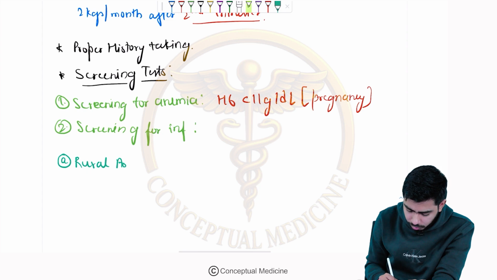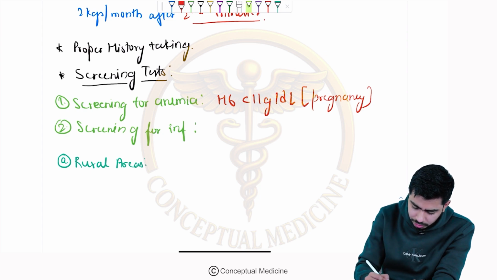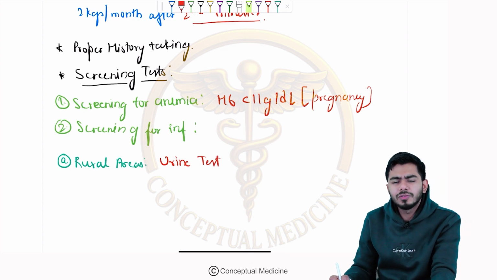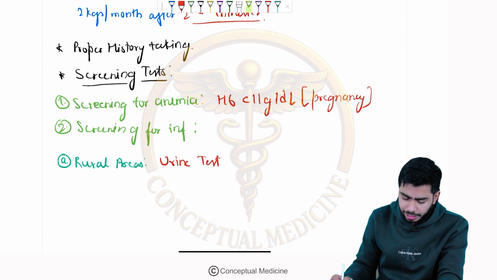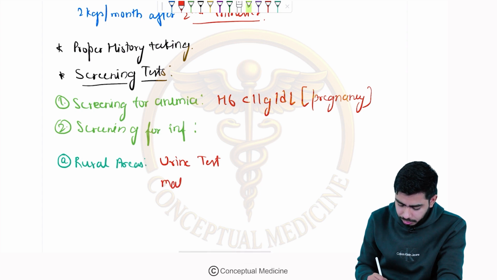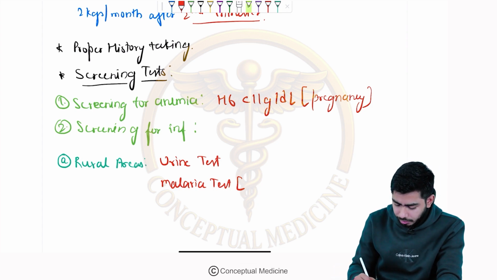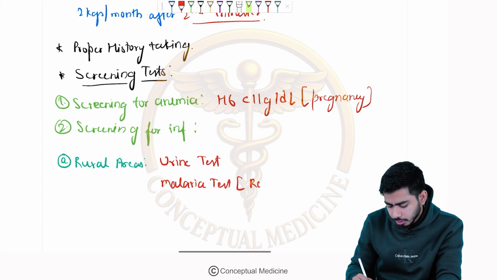In the case of rural areas, we are generally doing the urine test. We will be asking for the urine sample, and we might be doing the malaria test by using the rapid diagnostic kit.